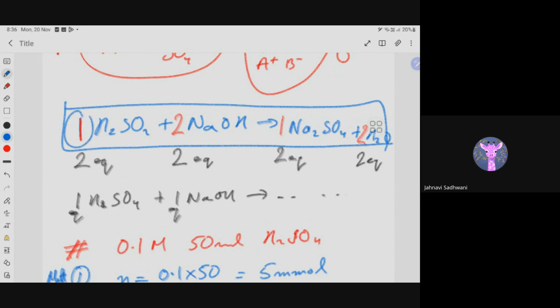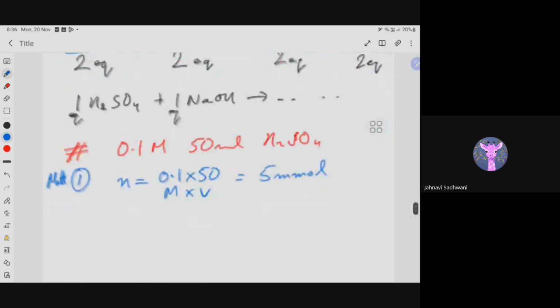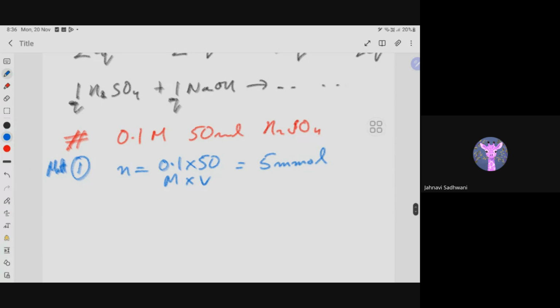Then I will say 1 consumes 2. Therefore, number of moles of NaOH would have been 5 into 2, because 1 consumes 2, right? Which is 10 millimoles. And then I would have converted to grams if they were asking for grams, right?